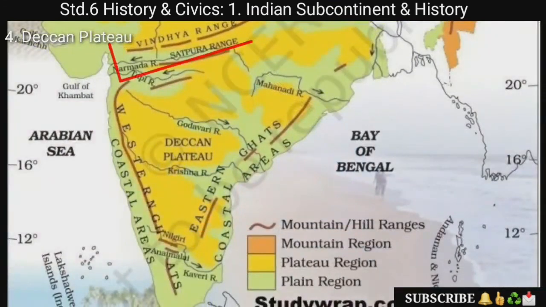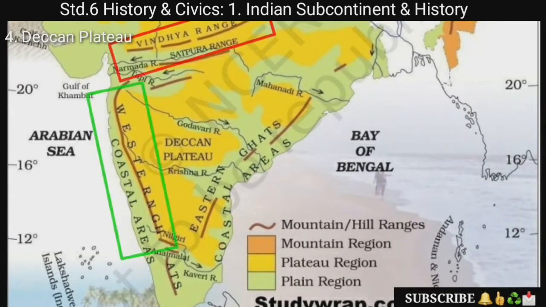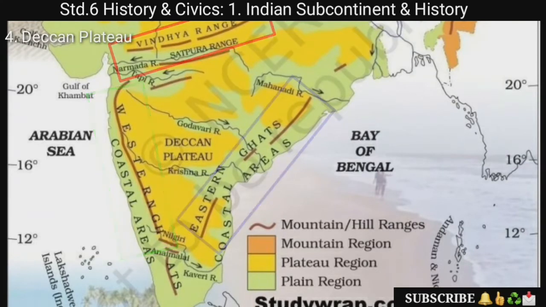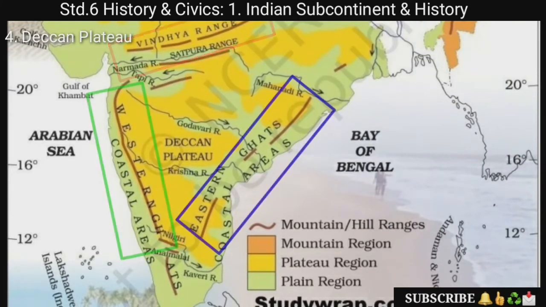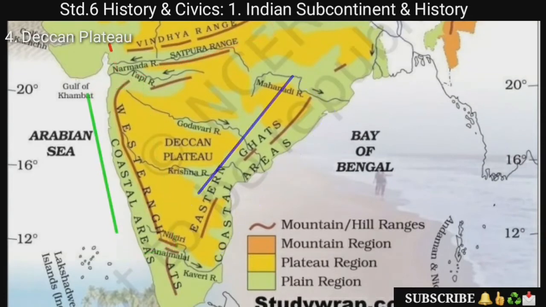The mountain ranges of Vindhya and Satpura are located to the north of the Deccan Plateau. The Sahyadri mountain ranges are to its west. They are also known as Western Ghats. To the west of the Sahyadris is the coastal region of Konkan and Malabar. The mountains on the eastern side of the Deccan Plateau are known as the Eastern Ghats.